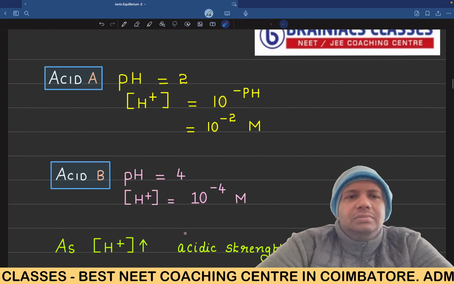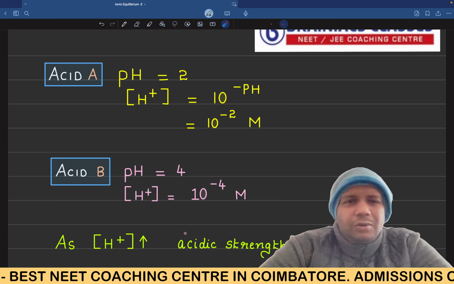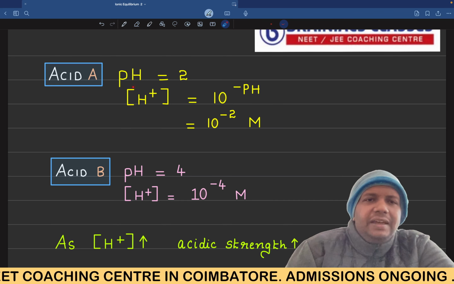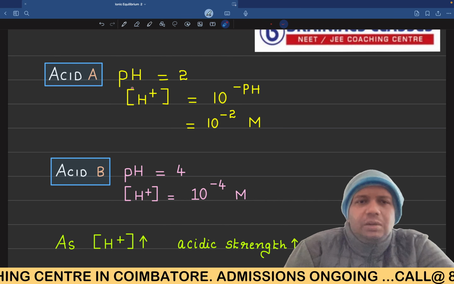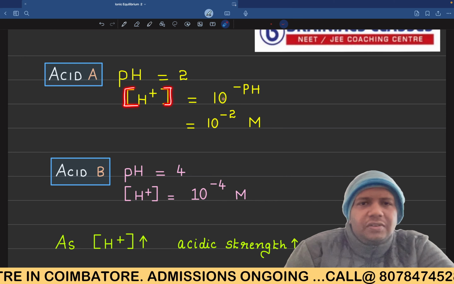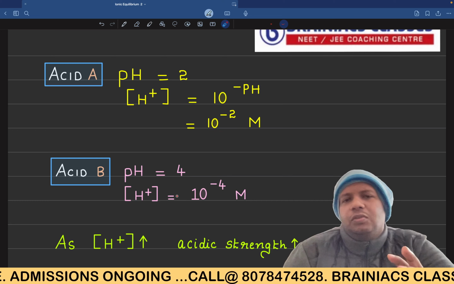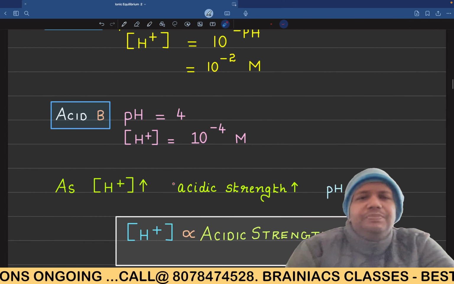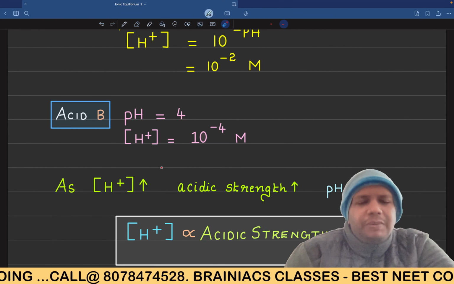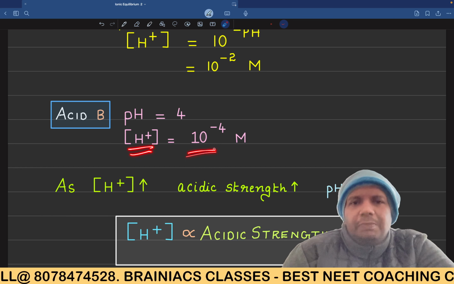So I have given you maybe a detailed explanation, but that is not required. So you have acid A, pH value is 2. From that you can calculate H plus ion concentration, that is nothing but 10 power minus pH. So that is 10 power minus 2 molar. For acid B, the pH value is 4, so H plus ion concentration is 10 power minus 4.